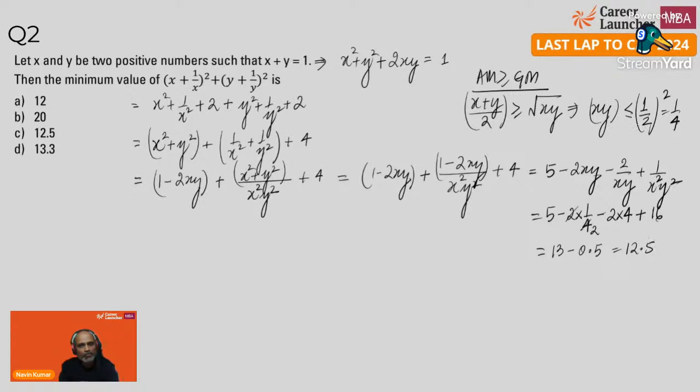So basically what we have done is we have replaced xy with 1 by 4. So we are going to say that this inequality is going to change like this. So it's going to be greater than or equal to 12.5. So we will get C as the answer, right? Proper solution, step by step.